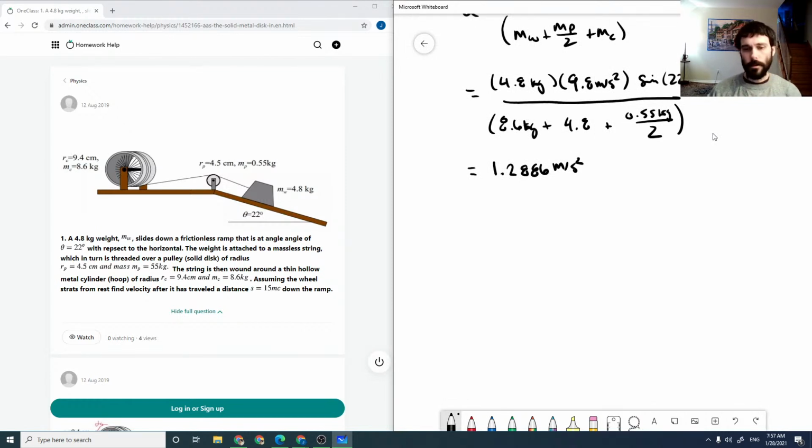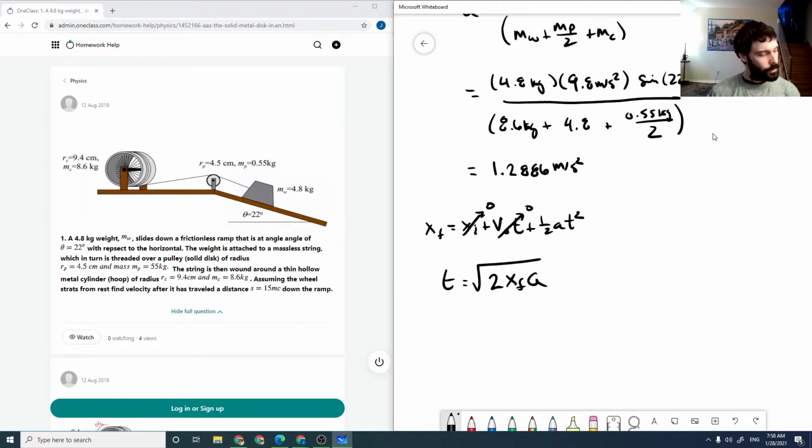So now we're in a place to just do some basic kinematics. So xf is xi plus v naught t plus 1/2 a t squared. And so if we start from rest, v naught is 0. We're starting at 0. So then our t is the square root of 2 xf over a. I'm just going to expand this so it's more obvious.